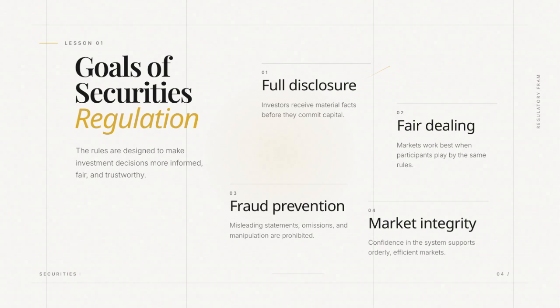Next is fair dealing. It's essential that all market participants follow the same rules, creating a level playing field where no one has an unfair advantage. Third, fraud prevention is critical. Regulations prohibit misleading statements, omissions, and manipulative practices to protect investors from dishonest behavior.